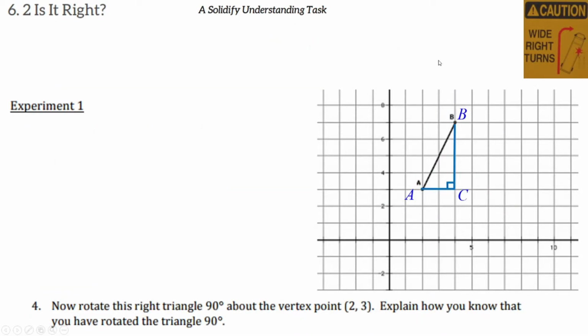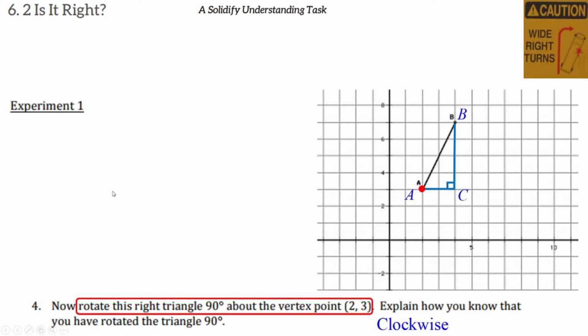Okay, now rotate this right triangle 90 degrees about the vertex point (2, 3). So we're going to rotate this entire right triangle about this point A, which has coordinates (2, 3). Explain how you know that you have rotated the triangle 90 degrees. Okay, well, let's think about this now. We need a direction if we're going to rotate 90 degrees, and it could be clockwise or counterclockwise, and because they didn't tell you which way to go, you could do either. So how about if we rotate about that point A, and let's rotate clockwise.